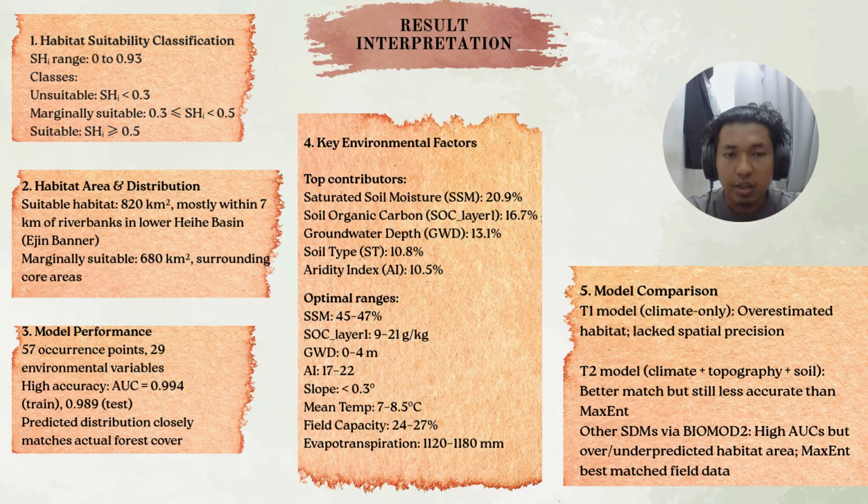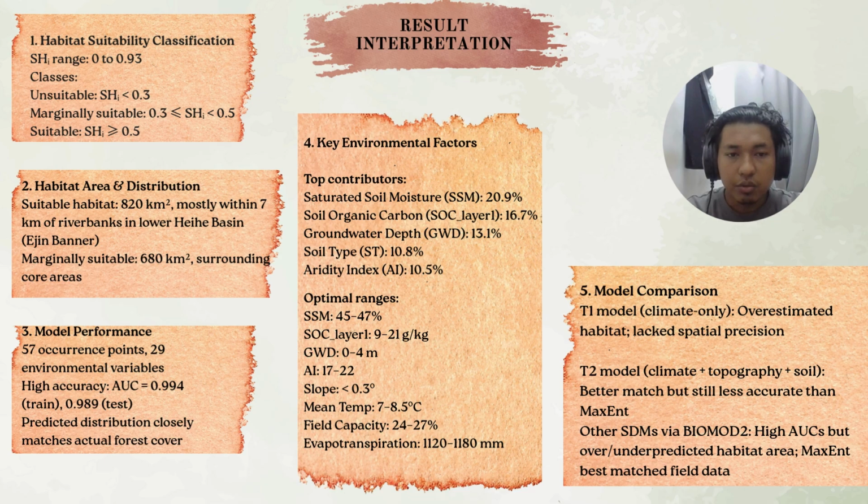The total suitable area is around 820 square kilometers, and these areas are mainly found within 7 kilometers of riverbanks, especially in the lower basin near the river. Another 680 square kilometers are marginally suitable and located around the core areas.